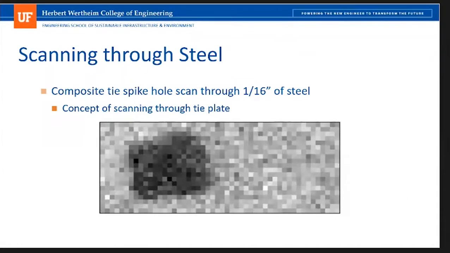So this is looking at that same composite tie, that spike hole through a 1/16 inch of steel that is layered on top of it, and kind of the concept of maybe being able to scan through a tie plate or such material. This definitely has its limitations. This is only a 1/16 inch of steel, and you're already starting to lose a fair amount of image quality. And it also requires a lot more power to start going through steel out of our X-ray source. So this is definitely limited.